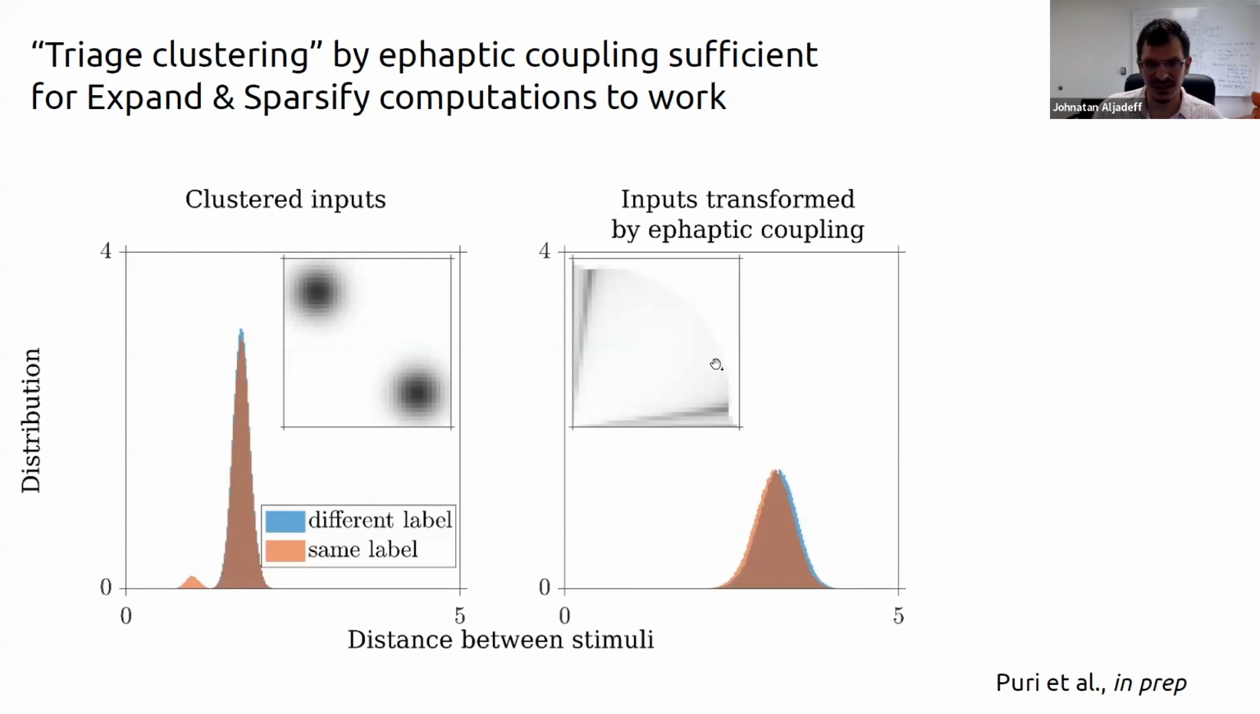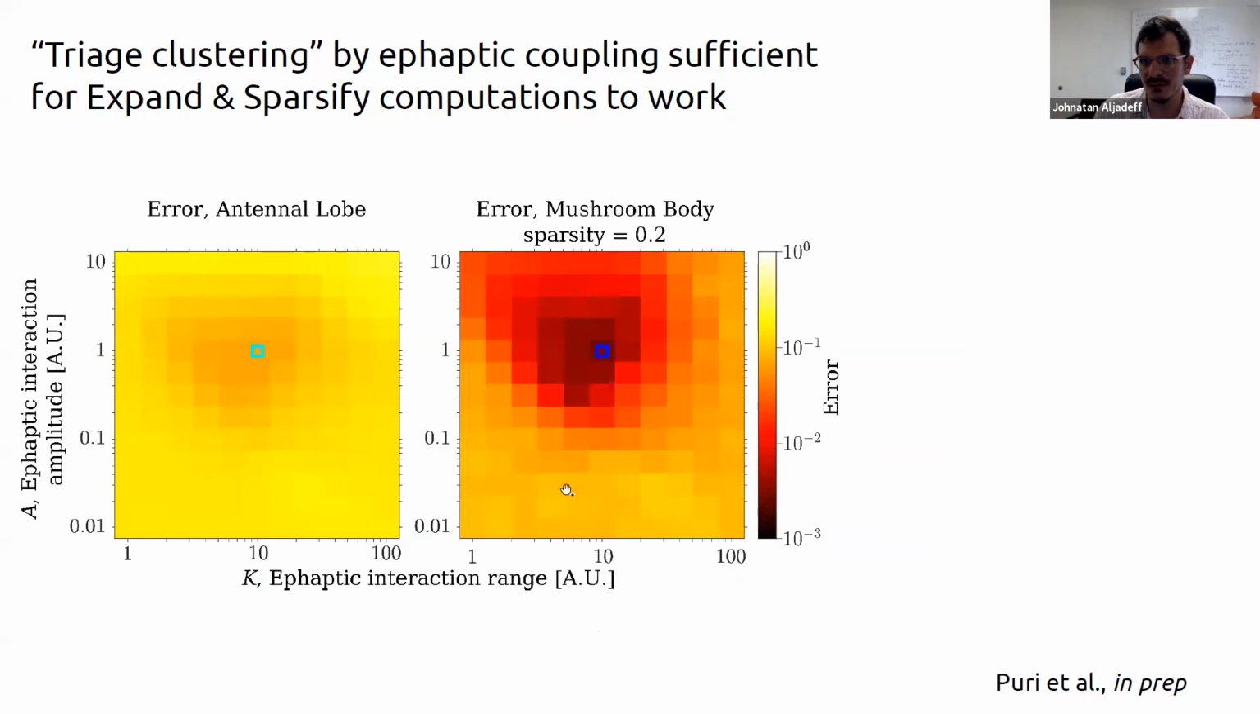Okay, so then we did some numerical simulations. In Babadi and Sompolinsky, they did analytical calculations, but because we don't have clustered inputs, we don't know how to compute the classification performance analytically like they did. We computed the classification performance as a function of 2 parameters in the antennal lobe and 3 parameters in the mushroom body. So let me start with the antennal lobe.